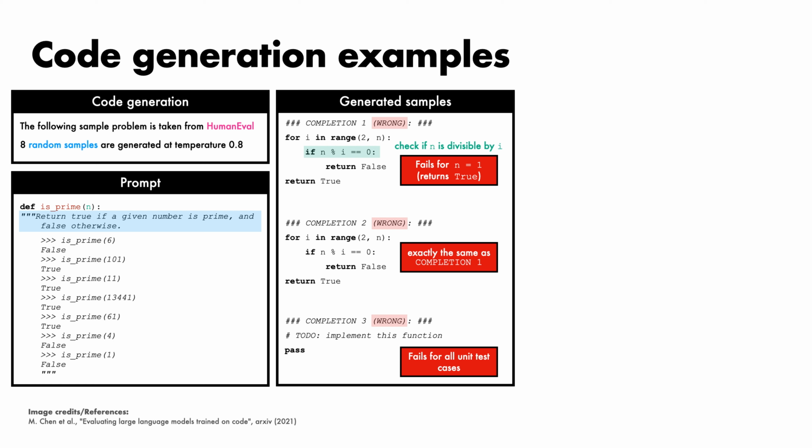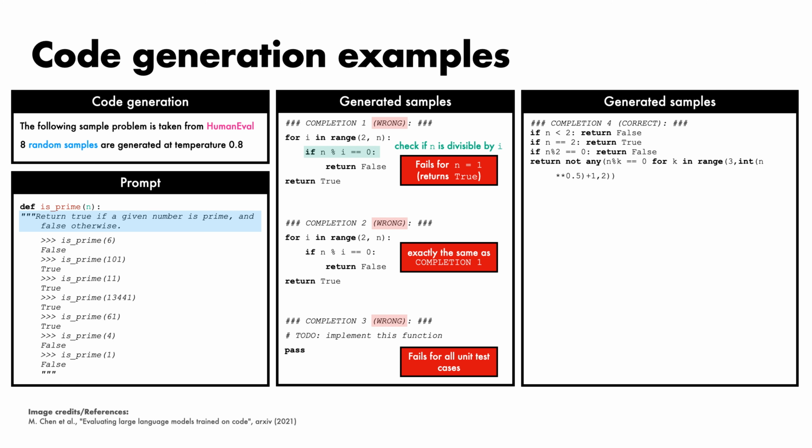The fourth completion provides our first example of a function that correctly passes the unit tests. Here, we handle the cases for n equals 1 and n equals 2 as special cases, and mark all even numbers as non-prime. Finally, this slightly more complicated statement checks whether n is divisible by any odd number up to and including the square root of n.